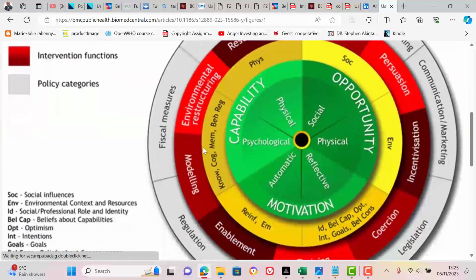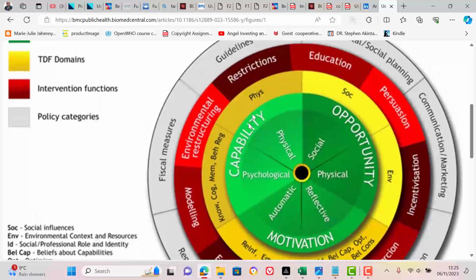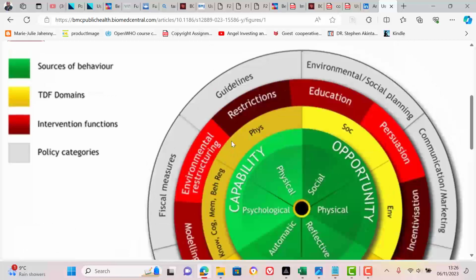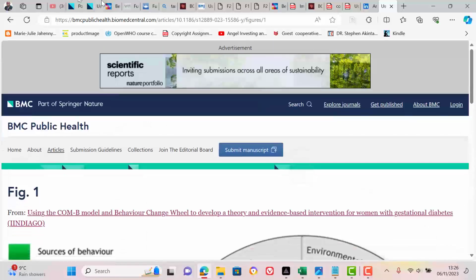So in this picture, you see a combination of the COM-B model with the TDF domains, the Theoretical Domains Framework. You can see under capability, you have knowledge, cognition, memory, behavior regulation. This is just a way of combining everything together. They're all aimed at achieving behavior change. And these are the explanations of each of the codes here. You can read more on the article. It is an open access article, you can learn more about it.